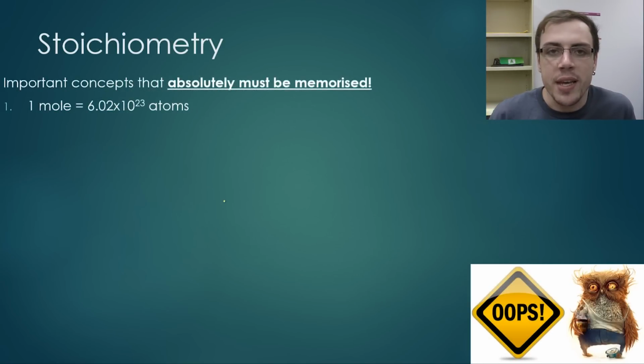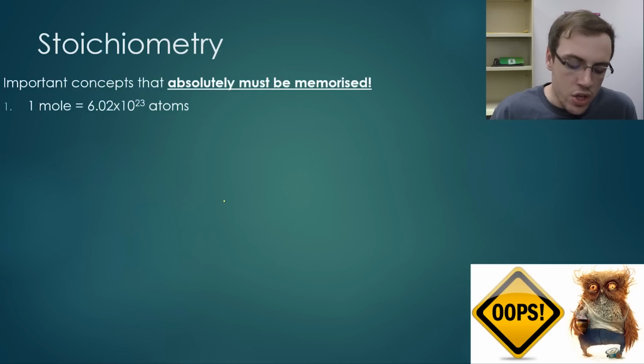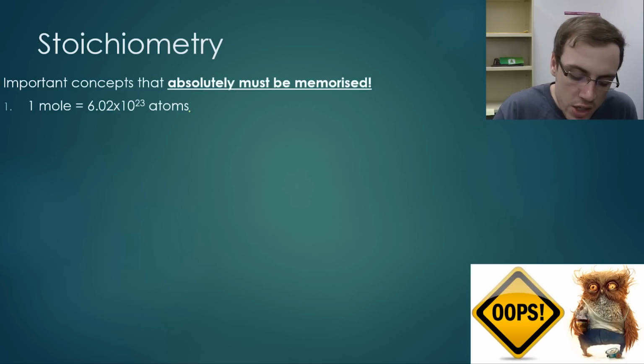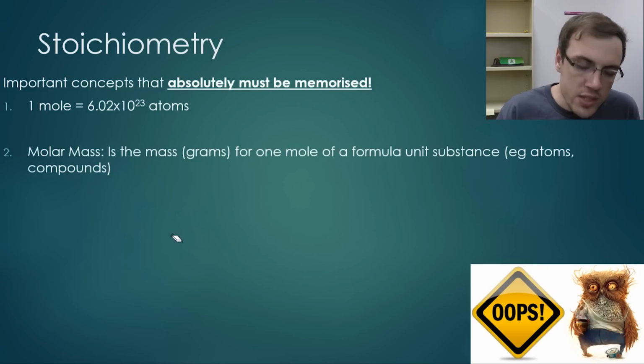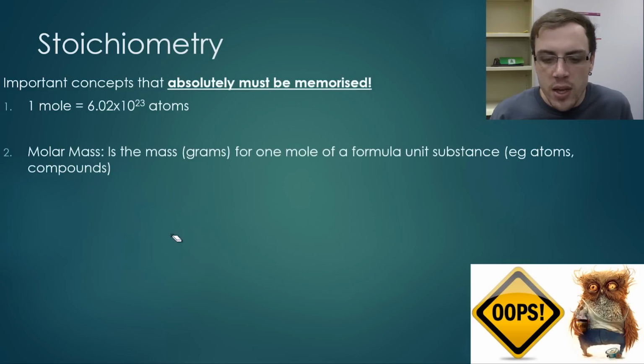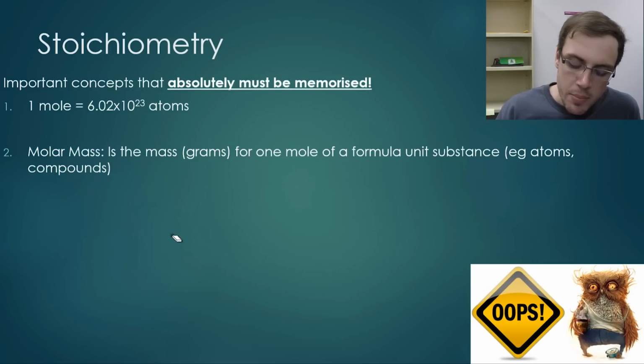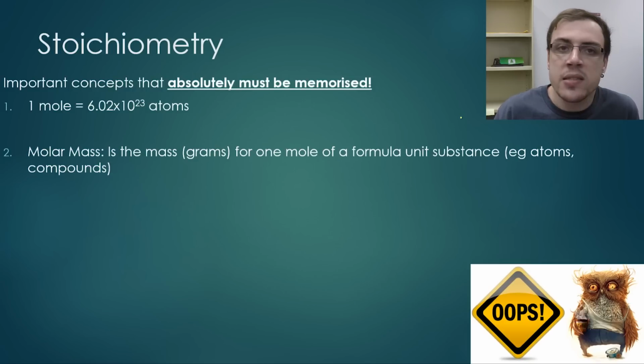So again, just a quick recap of what we covered in the last module, and the reason why I'm recapping it is because it is just so important. You must have memorized that 1 mole is the same as 6.02 times 10 to the power of 23 atoms. This is such an important number, it must be memorized. The next one is, what is the molar mass? Remembering that the molar mass is the mass in grams for 1 mole of a particular substance.